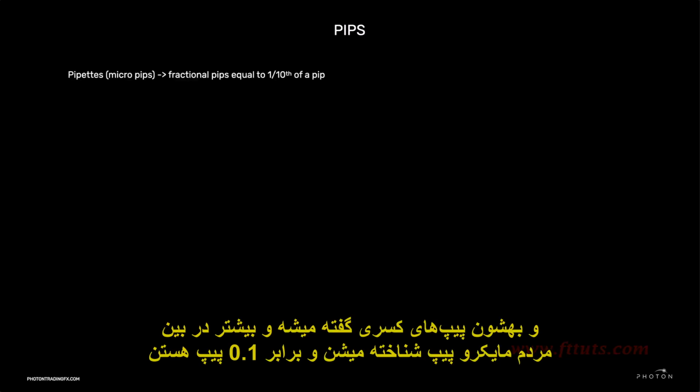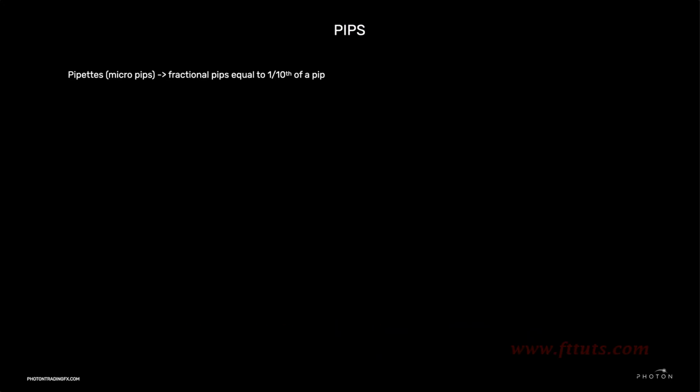Now, most forex brokers quote currency pairs beyond the standard 4 and 2 decimal places that we just looked at, and they now actually go to 5 decimal places on most pairs and 3 on the Japanese yen pairs to give us that extra added precision in quoting those exchange rates. And these are referred to as fractional pips, which are more commonly known as pipettes or micro pips, and they are equal to 1/10 of a pip.